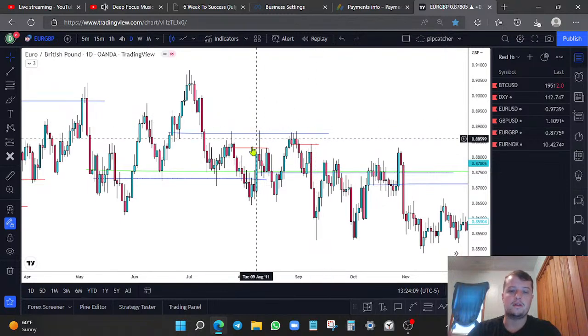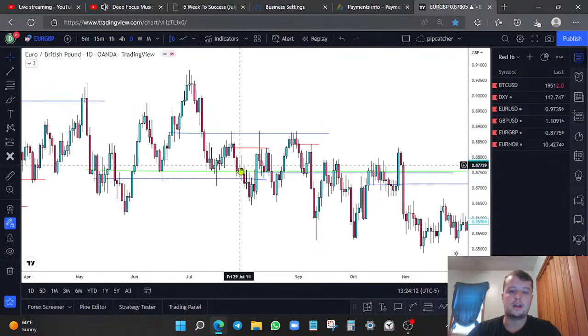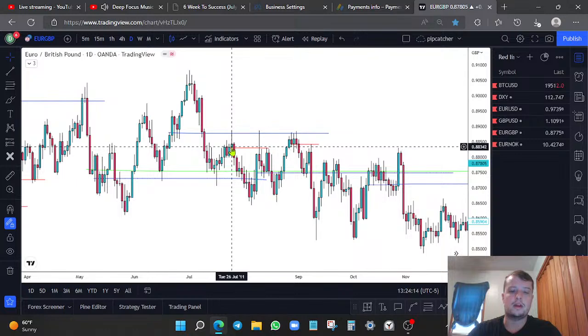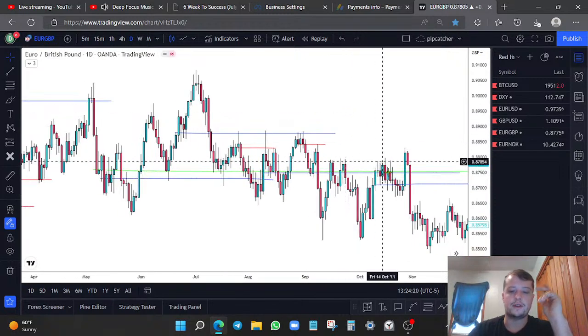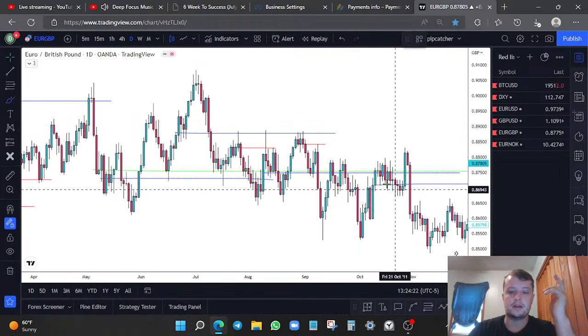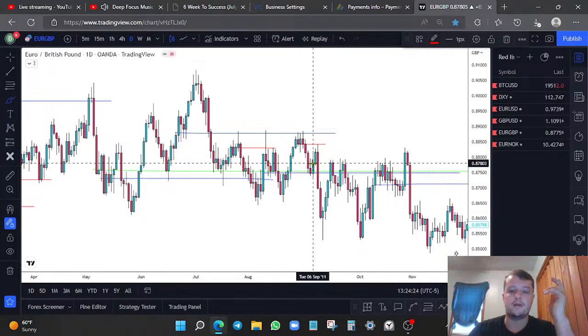So if you're looking at this, get the imagery in your head, get the structure down, because you're not going to win every trade anyway. You're just not. It's literally impossible to win every single trade.